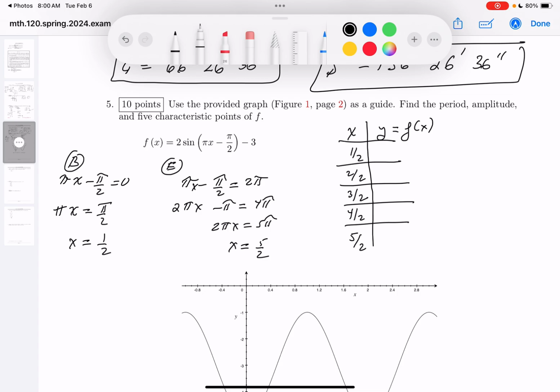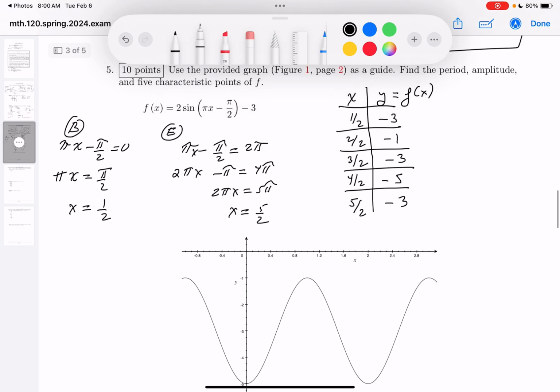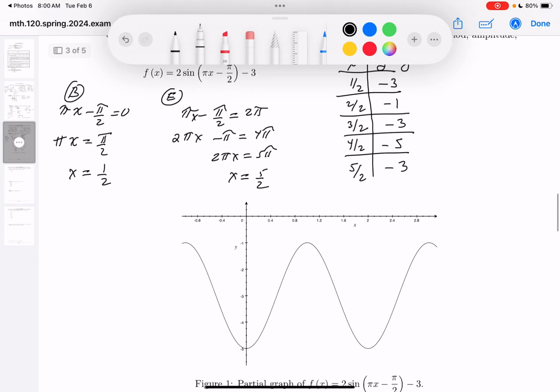And what are you doing over here? The first number evaluates to -3. The second number evaluates to -1. The third number evaluates to -3. The fourth number is -5. And the last one's going to be -3. Now what I want to do is go to the picture, and I want to label these points on the picture, by the way.